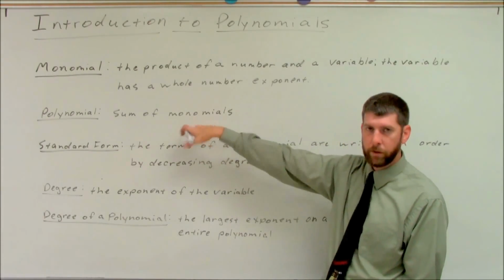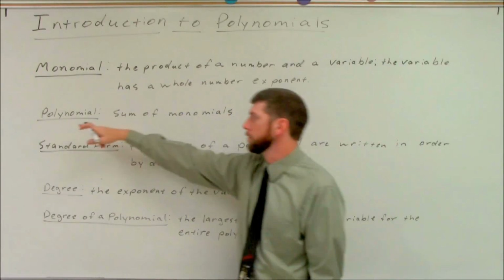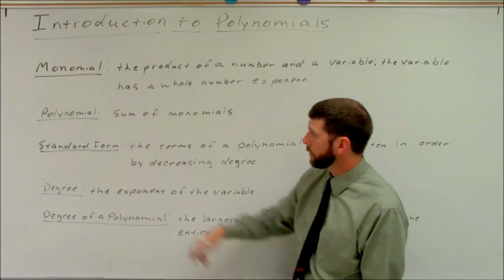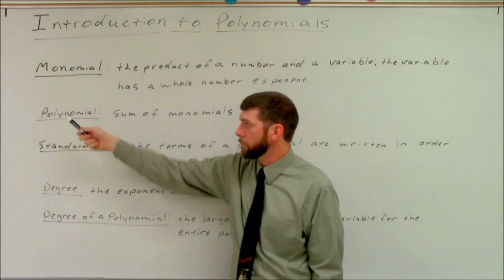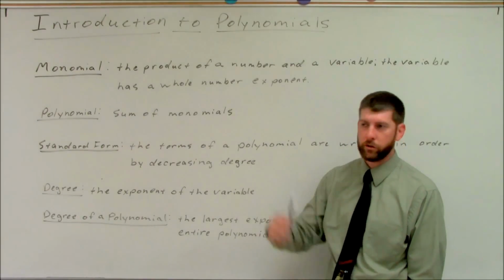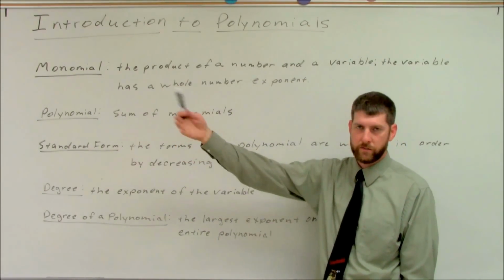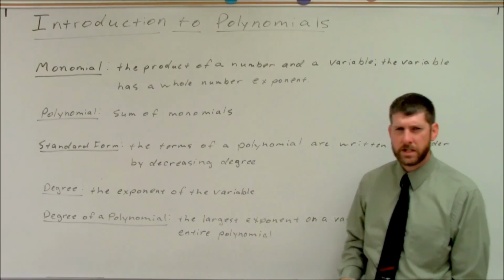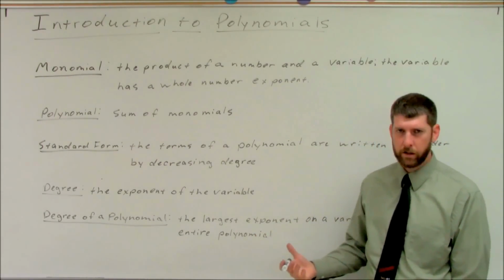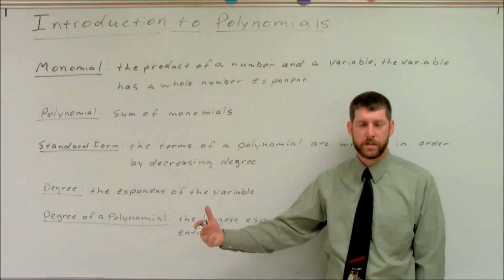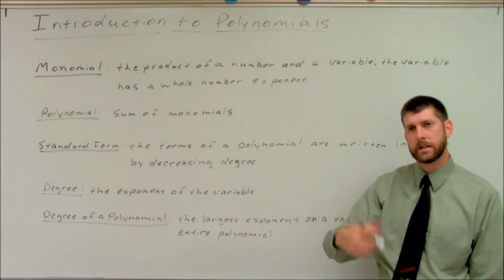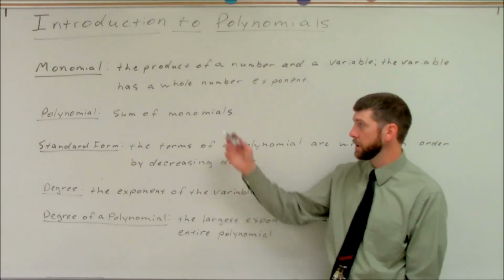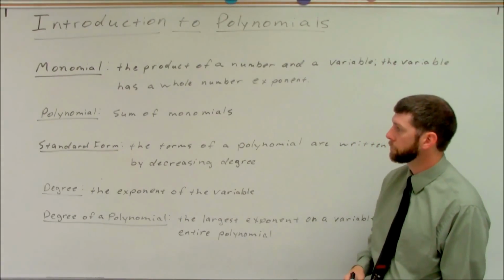Now, a polynomial, poly just means many, so many nomials. A monomial, mono means one nomial. So, one term, many terms. So it's the sum of monomials. It's where I take a bunch of products of numbers and variables and add them all together. And we've been working with some of these before. Our quadratics, ax squared plus bx plus c, our linear functions, mx plus b, those would all be polynomials.